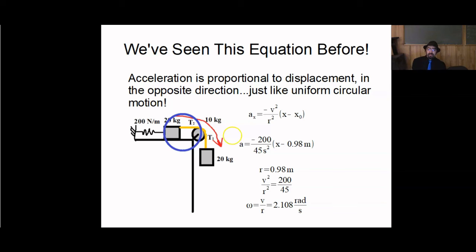So what we're given is the acceleration, obviously in the x direction, because this block is moving side to side, is negative 200 over 45 per second squared times x minus 0.98 meters. So this center point of this circle must be 0.98 meters away. So the radius of the circle must be 0.98 meters. Our v squared over r squared must be 200 over 45. Well, we know our r is 0.98 meters, that's the distance to the center of the circle. So we get our v over r is 2.108.